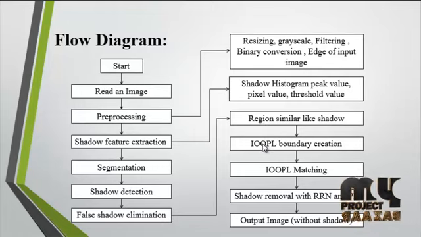Then IOPL boundary extraction is undertaken after the false shadow elimination, in which the inner and outer layers of the image are extracted. Then the IOPL matching is done after the boundary is extracted. Then shadow removal using RRN and PF. The RRN is abbreviated as relative radiometric normalization and the PF as polynomial fitting. Then the output image that comes out from the RRN and PF will be the shadow free image.